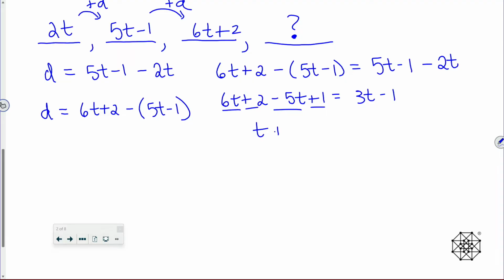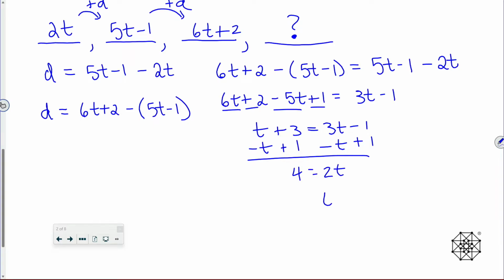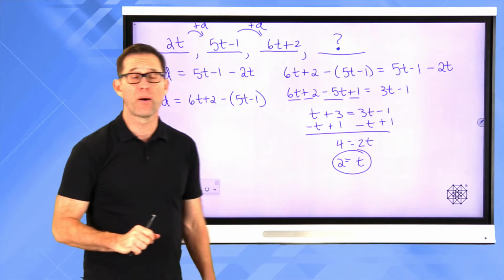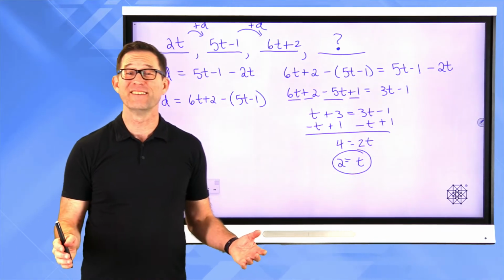Positive 2, positive 1 is positive 3. So 3t minus 1, I think I'll just subtract a t from both sides and add a 1 to both sides. That's going to get me 4 is equal to 2t, and of course t is now equal to 2. Now that's not the answer to my problem. That is simply what t is equal to.